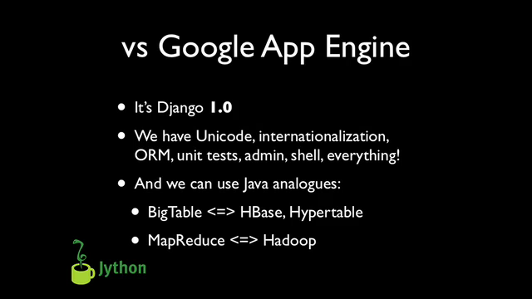We have Unicode, and that's one of the things that made it fun, getting Unicode support in Jython that could support it for Django. The internationalization, ORM, unit tests, admin, shell, everything. I mean, we do all of those things. We would not be here where we are if we had not been running those unit tests.